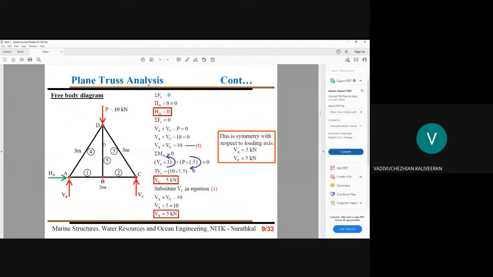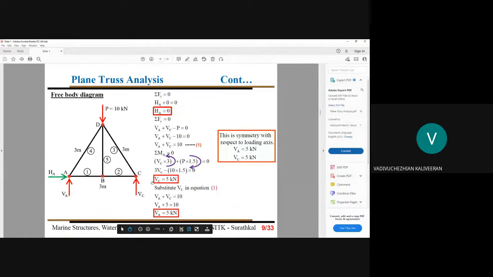When you think about this joint D, please note our joint D is subjected to an externally applied load, that is P equal to 10 kilonewton. We have to incorporate that applied load when solving our problem. You have to incorporate both the load and the member forces. Similarly, you have to incorporate your support reactions and member forces for your analysis.